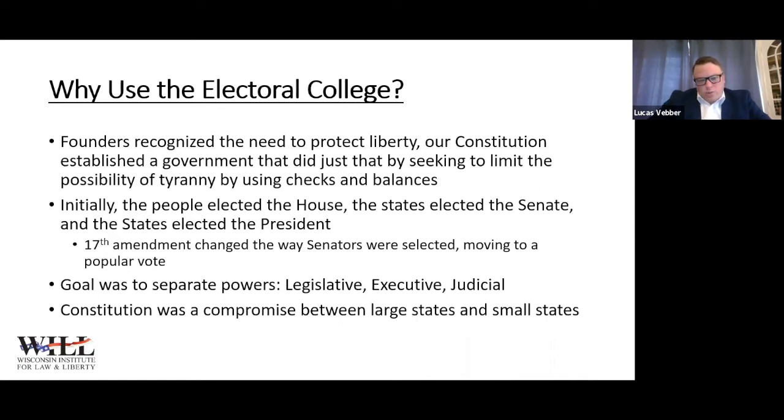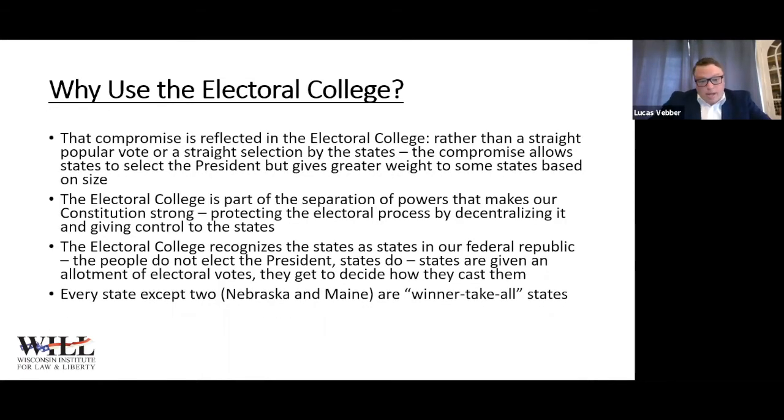But the Constitution was really a compromise between large states and small states. The structure of our government reflected the fact that we had a diverse array of states at the time of our founding, at the time of the ratification of the Constitution, and the form of government that it took reflected that. That compromise is especially reflected in the Electoral College. Rather than a popular vote or a straight selection by the states, the compromise was to let the states select, but to give bigger states a greater voice because they have more people. They get more electoral votes.